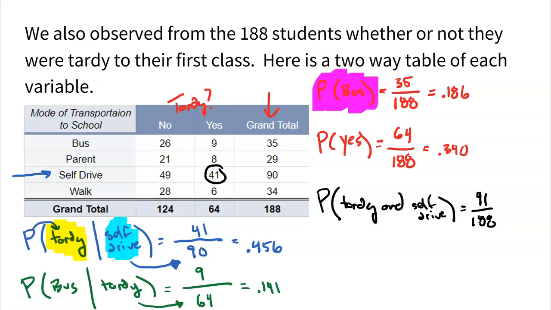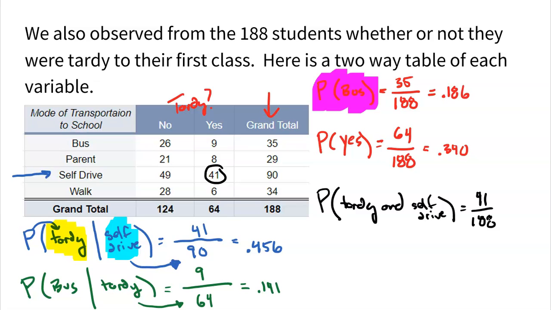The only time your denominator changes is if you have a condition: of the students who drive to school, of those that are tardy, amongst these kids, amongst those kids. That's when the denominator changes. That's when you need that vertical line. But if you just see the word and, what proportion of kids are tardy and drive themselves to school, that's easy. Just look. How many kids are tardy and drive themselves to school? 41 out of 188. Divide, get your proportion, move the decimal, get your percentage. Very simple. So we can intertwine these variables in all different kinds of ways.